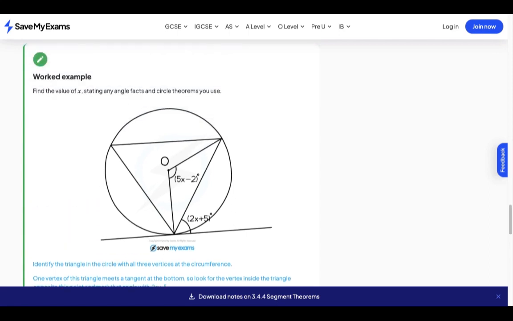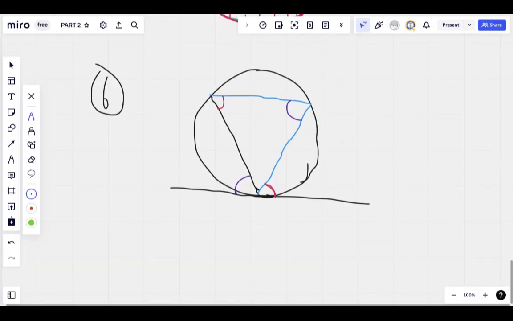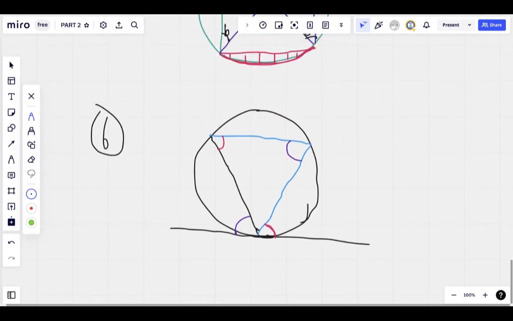So let's solve this question. In case you find the value of x, state any angle fact and theorem that you use. Okay, let's do this one. We draw this first. We can actually use this same diagram. Here's the center. We draw a radius to this place, and we draw a radius also to this place.